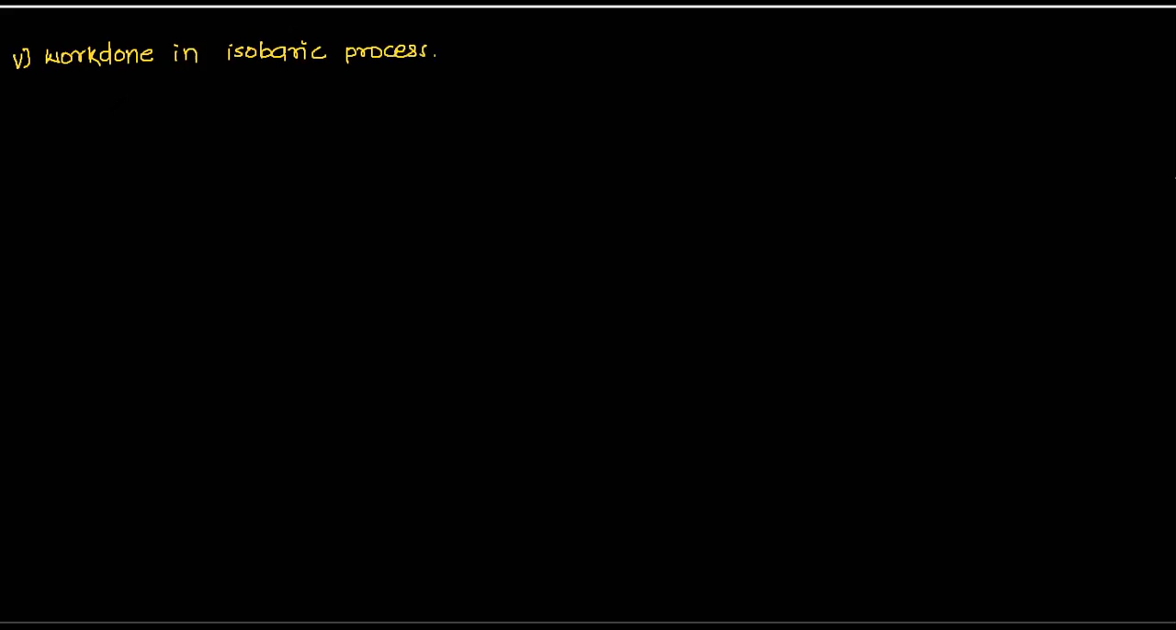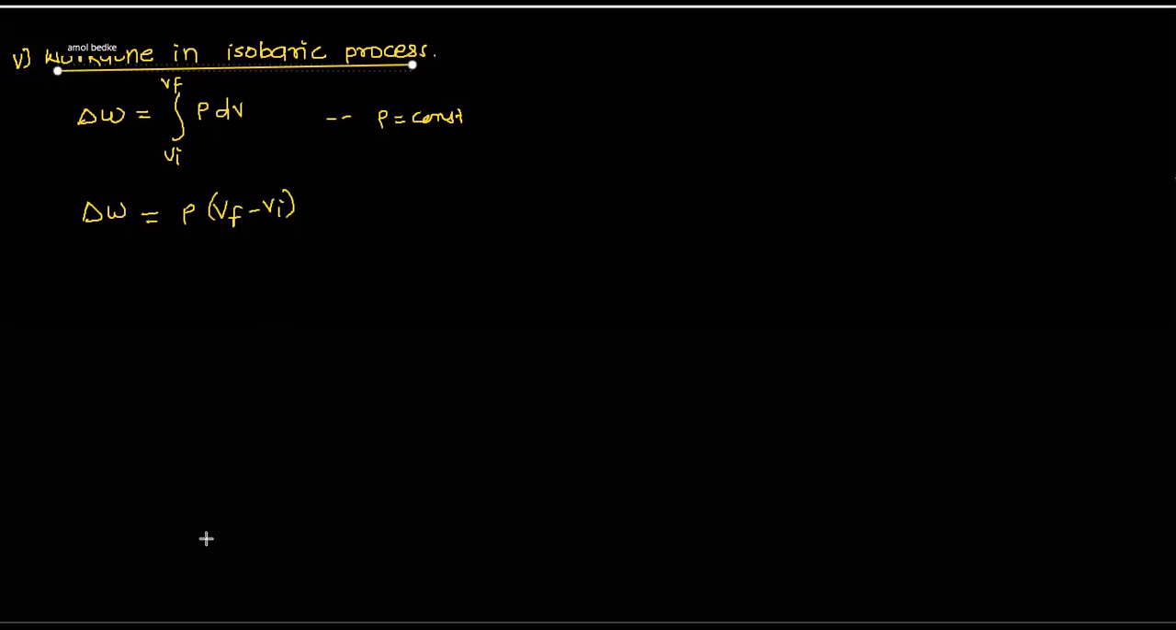How will it be? We know the formula delta W is equal to the integral from Vi to Vf of P dV. Already I told you this. If we solve this, what are we getting? P into (Vf minus Vi). This is your delta W. Here P is constant in this process, because isobaric means pressure is constant, no?